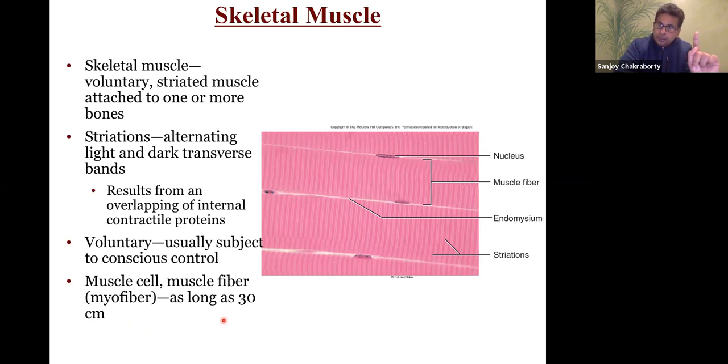Now pay attention to this particular word. Muscle cell, what kind of muscle? Skeletal muscle. Skeletal muscle cell is sometimes known as skeletal muscle fiber. So when you see the words skeletal muscle fiber, it actually means skeletal muscle cell.